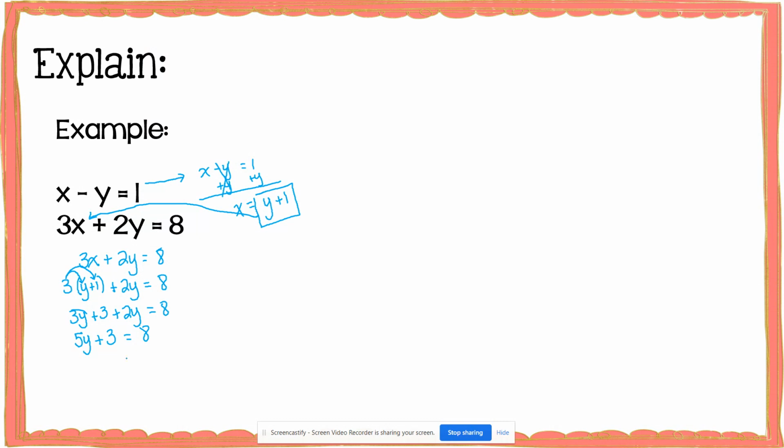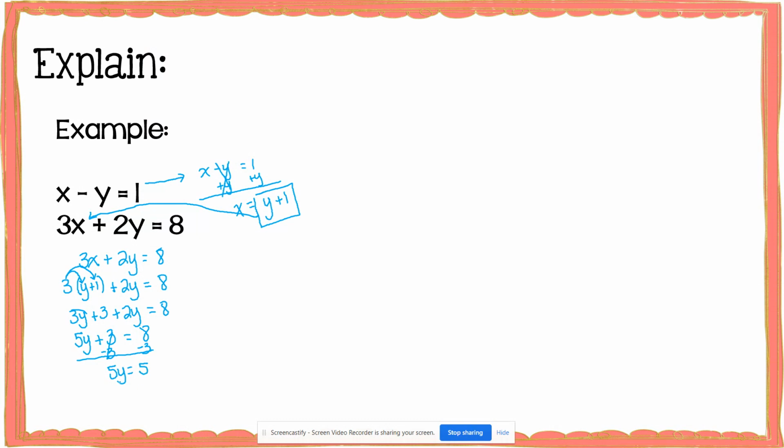Now that both sides of my equation are simplified, I can start using my inverse operations to solve. So the first thing I want to do so that I can solve for y is to subtract my 3 from both sides of my equation. The 3's cancel to leave us with 5y equals, and 8 minus 3 gives us 5.